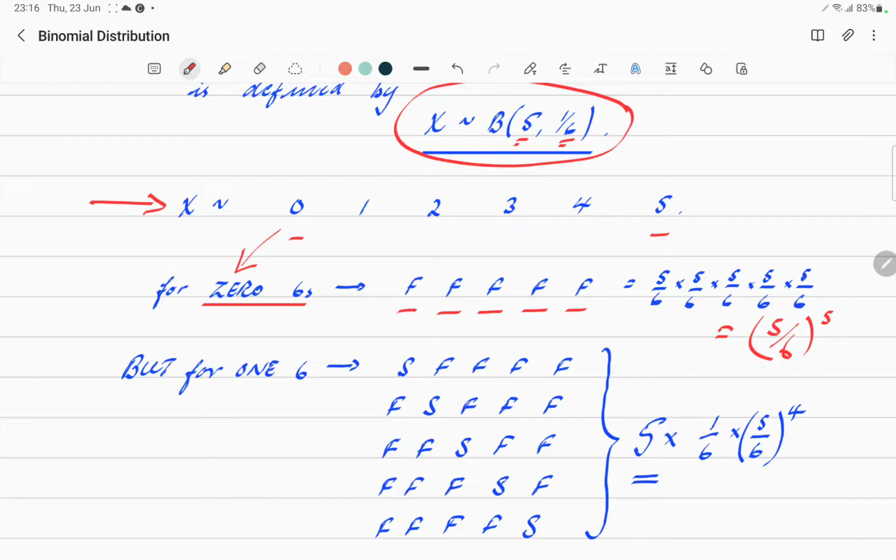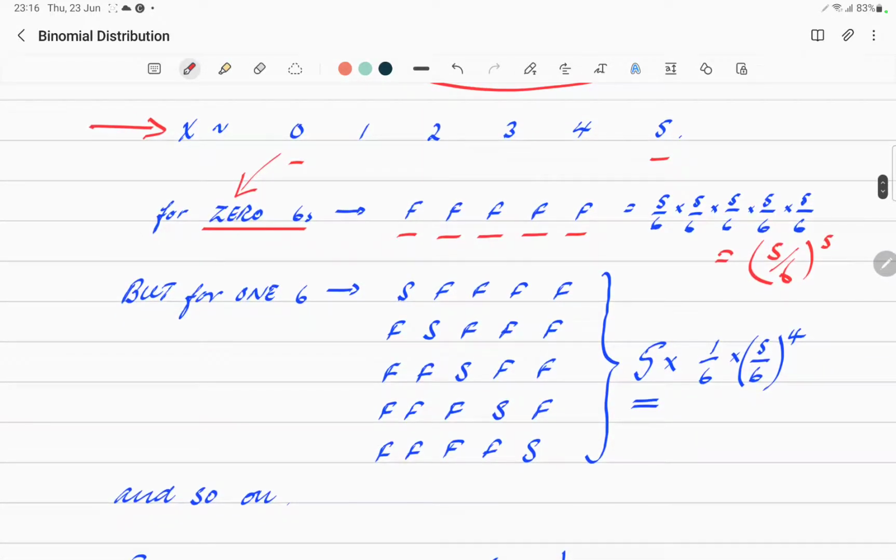It's straightforward. But as soon as we go on to other combinations, so for 1 six, you can see if I were to write out each of the examples here, I can get a 6 on the first throw, a success on the first, and then 4 failures. Or I can get a failure, a success, and then 3 more failures, and so on. So effectively, if you write out all the possibilities, you see that there are 5 different combinations.